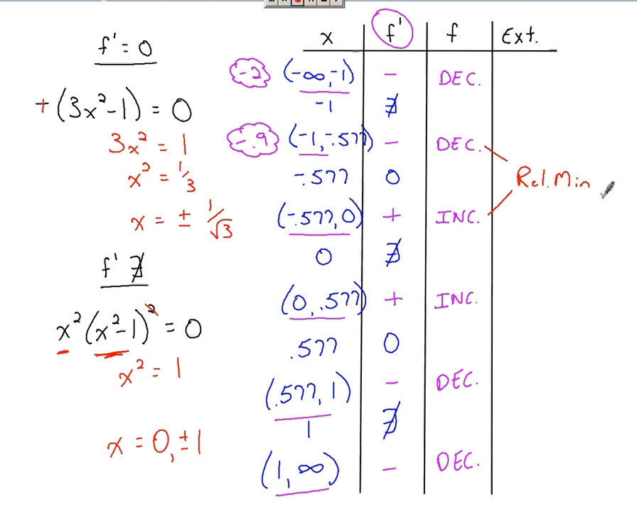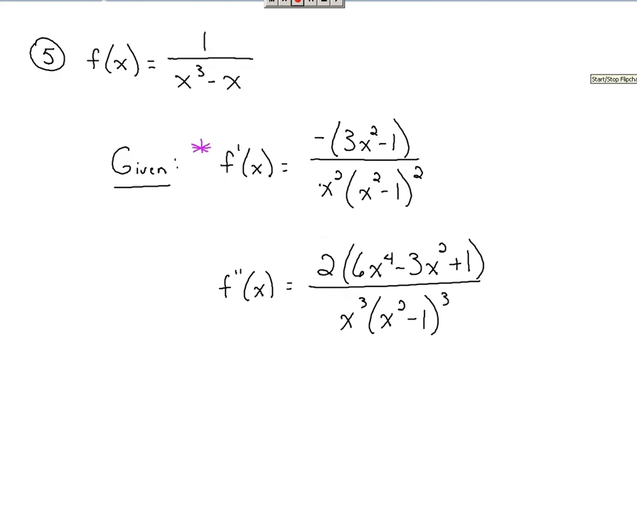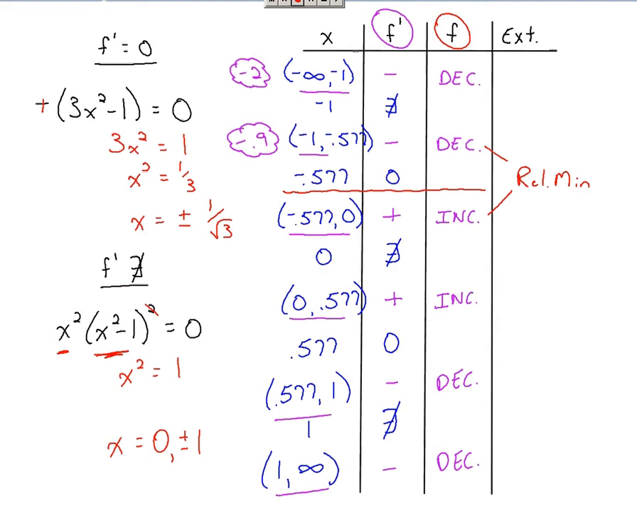There's going to be a relative min. Now, since there's going to be a relative minimum at this x value, we need to know what the value of the function is there so we can use that point. If you take -0.577 and you plug back into your function, so now we're going back here, plug that in, we get 2.598.